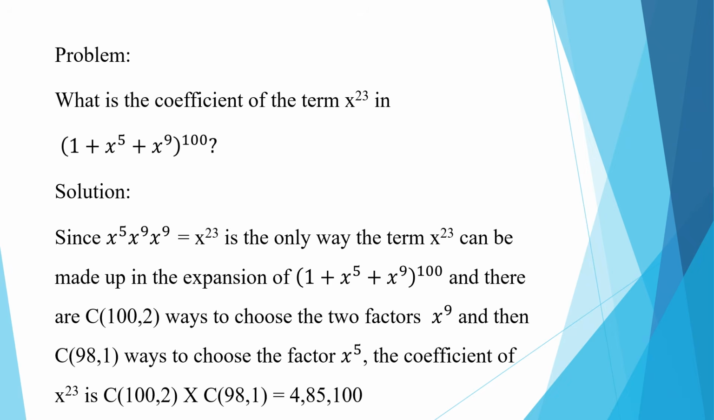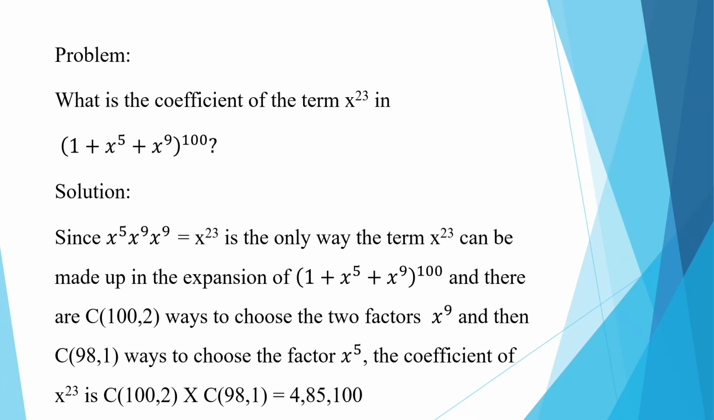So there are two terms, x power 9 is repeating 2 times. Therefore, there are C of 100 comma 2 ways to choose the two factors x power 9. And then there is only one term x power 5. So remaining out of 100, we have selected already 2. Therefore, remaining will be only 98. Therefore, C of 98 comma 1 ways to choose the factor x power 5.